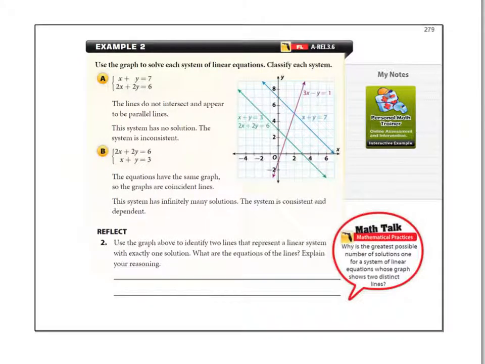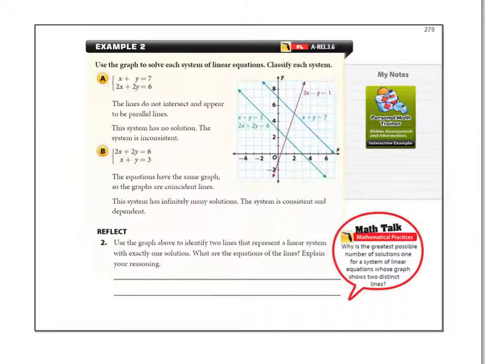We don't go about solving those any differently or looking at a graph any differently. It's just being able to identify how many times the lines cross. So if we look at example 2 here, on A, we're looking at x plus y equals 7, which is the blue line, and 2x plus 2y equals 6, which is the green line. Well, do the green and blue line cross? They don't, which means there's no solution and it's an inconsistent system.